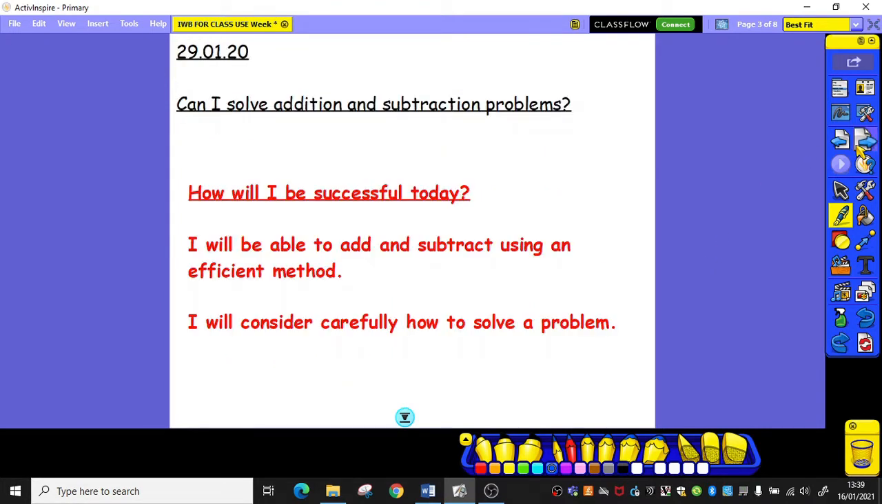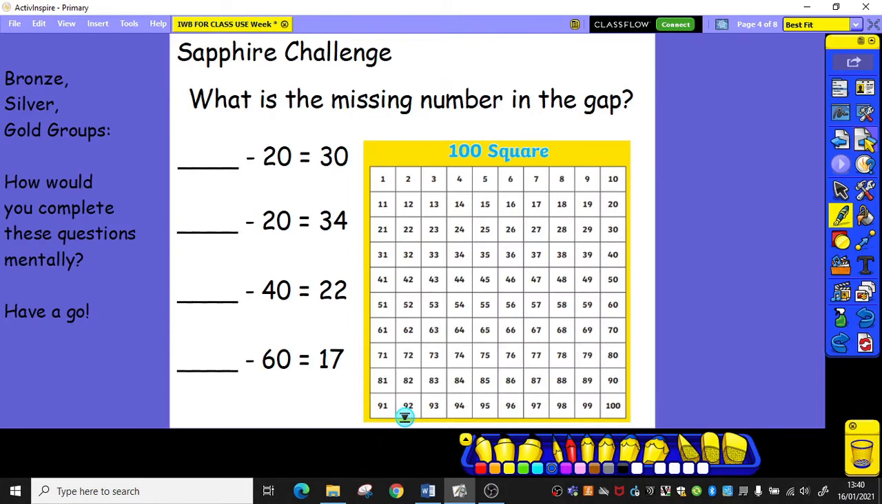Moving on to today's lesson then, we're going to be solving more addition and subtraction problems. In order to be successful today, you are going to need to use your addition and subtraction method, and you're going to really need to consider carefully how to solve the problems. If you're in the Sapphire group, then you're going to be consolidating your understanding from yesterday, and you're going to be using the inverse operation. If the bronze, silver and gold groups could have a go mentally at the questions now, please.